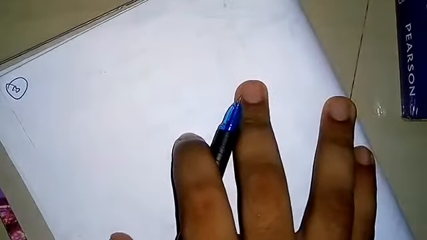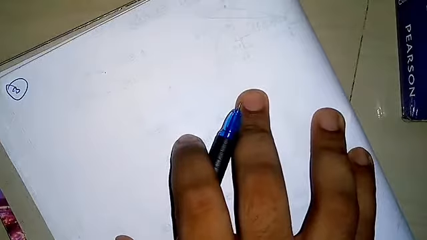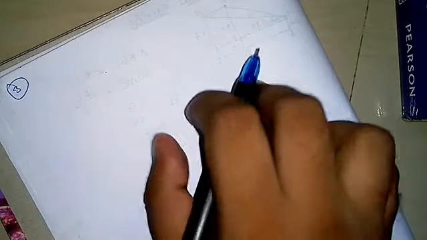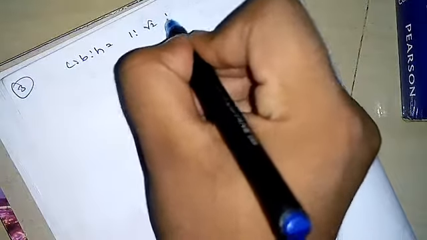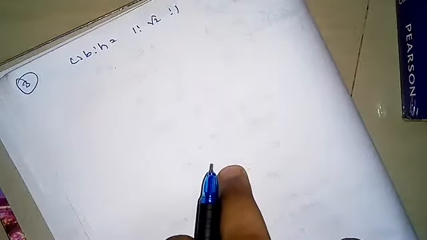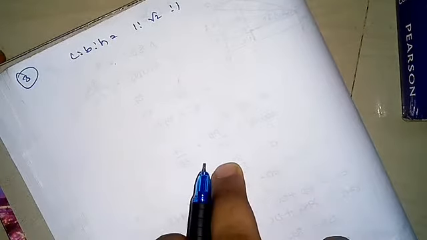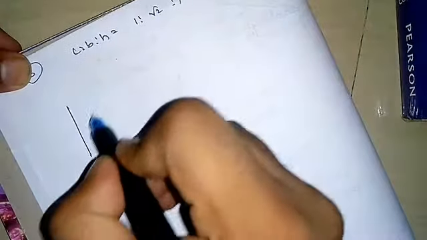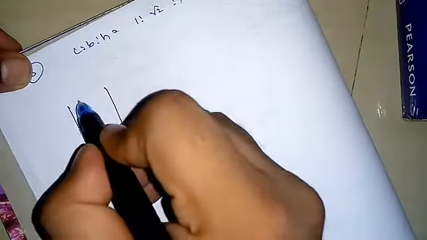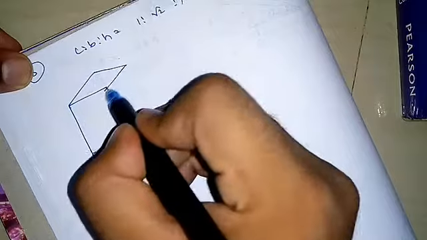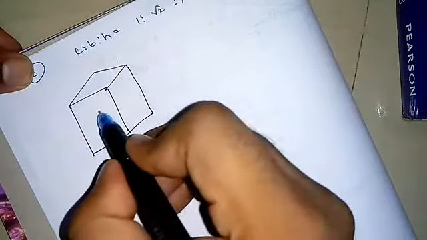Solve the next question, the third one. The inner part of a cupboard is in a cuboidal shape with its length, breadth and height in the ratio length is to breadth is to height equal to 1 is to root 2 is to 1. What is the angle made by the longest tube which can be inserted in the cupboard with its base? So let this be a cuboid.